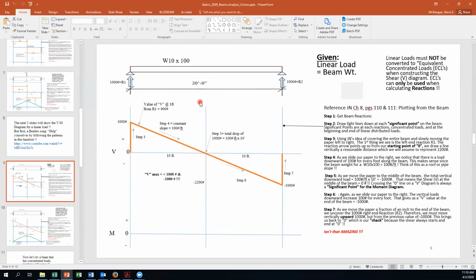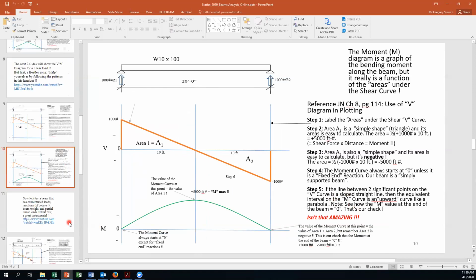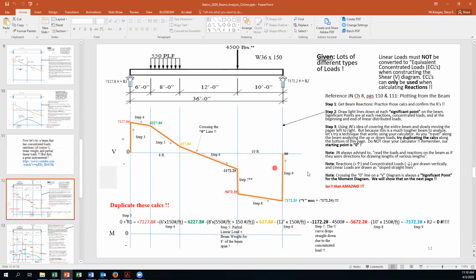Now if there's beam weight, slide number 9, yes, the shear will move at a slope equal to the linear load along that portion of the beam span. So if this is a slope straight line, this is a curve. And this step 5 was critical in slide number 10.